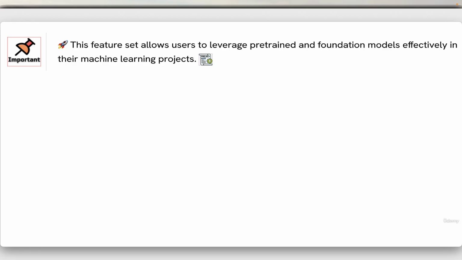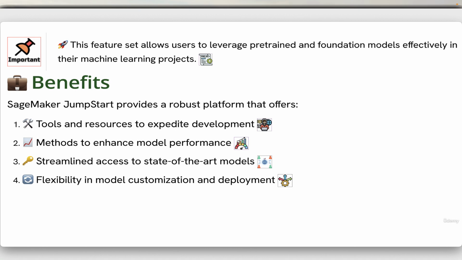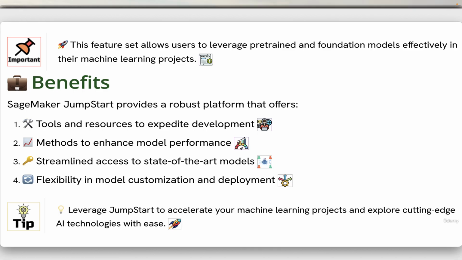You don't have to upload anything. It will all be available for you. All you have to do is train, test, and finally use the model. So the benefits are tools and resources to expedite development, methods to enhance model performance and streamline access to state-of-the-art models, and flexibility in model customization and deployment. One tip: you can leverage JumpStart to accelerate your machine learning projects and explore cutting-edge AI technologies.